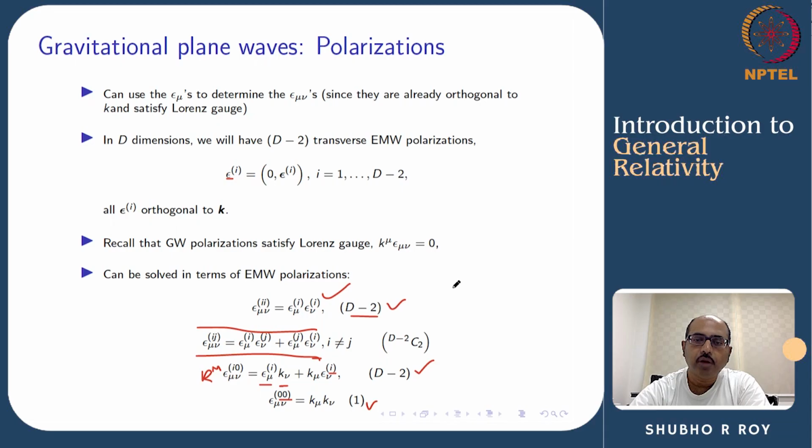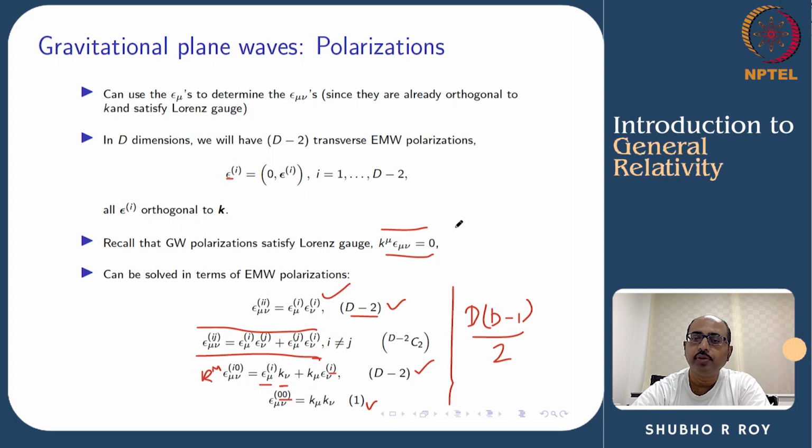Alright, so how many are there in total? If you do the math, I'm going to leave it for you to do the math, but I'm going to tell you the answer. It turns out the number of polarizations is d times (d minus 1) over 2, which is exactly the number of independent solutions of the Lorentz gauge.